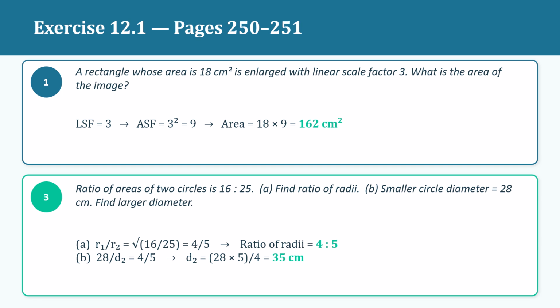Or you can use proportions. You have to remember it's now the smaller over the larger, since it's less than 1. So it's going to be 28 over d2 being equal to 4 over 5. If the linear scale factor was greater than 1, it would have been d2 over 28. It's less than 1, so it's 28 over d2 equal to 4 over 5. This gives 35, which is the same value found when you divide 28 by 0.8.